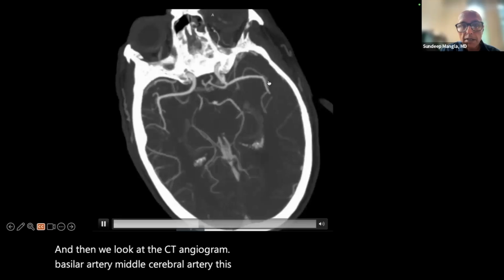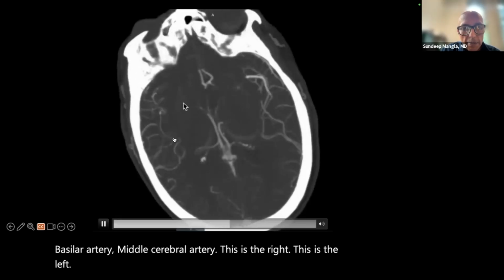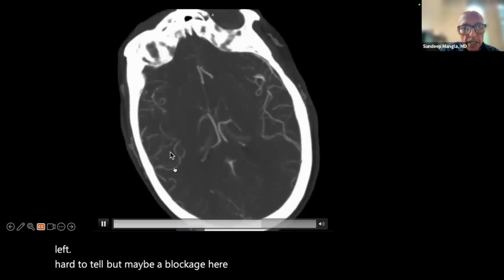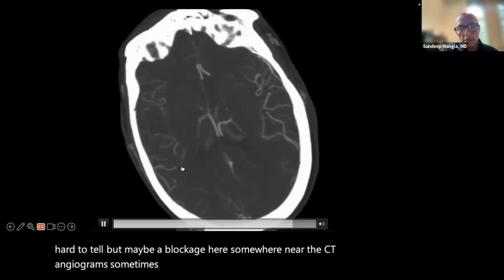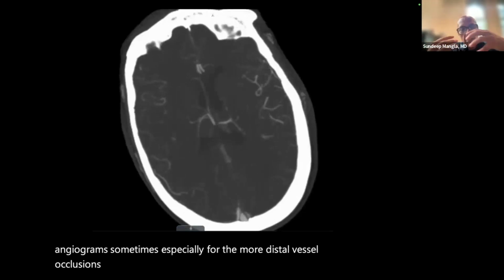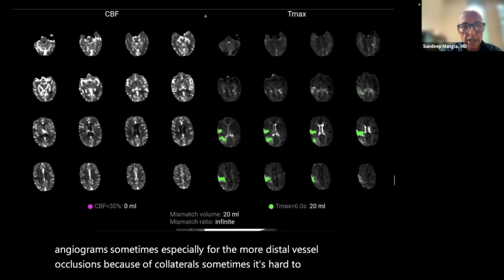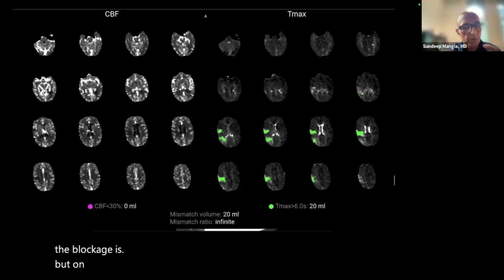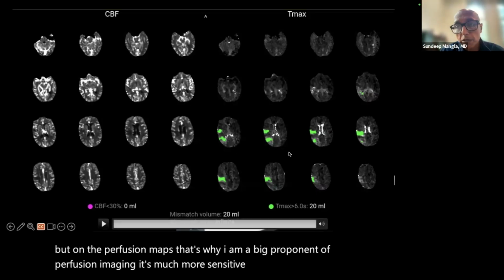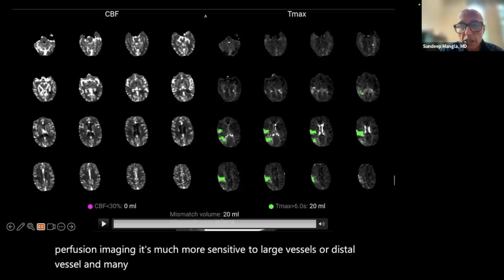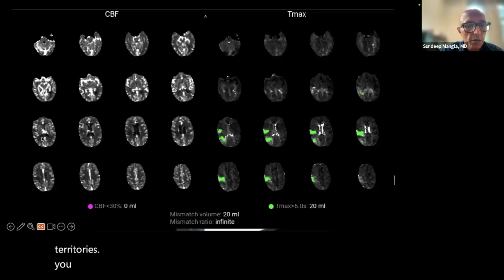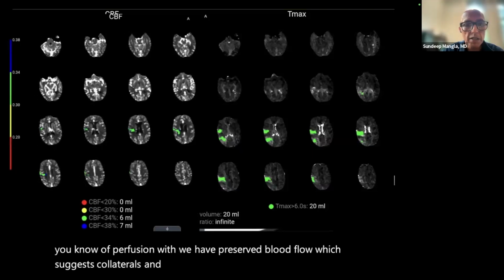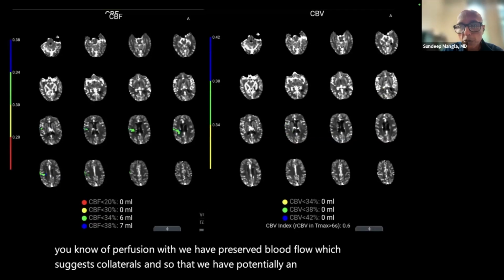This is the right, this is the left. Hard to tell, but maybe a blockage here somewhere. These CT angiograms sometimes, especially for the more distal vessel occlusions, because of collaterals, sometimes it's hard to see where the blockage is. But on the perfusion maps, that's why I'm a big proponent of perfusion imaging. It's much more sensitive to large vessel or distal vessel and medium vessel occlusions. You can see these two different territories of perfusion abnormality with preserved blood flow, which suggests collaterals. And so we potentially have an opportunity to restore blood flow.